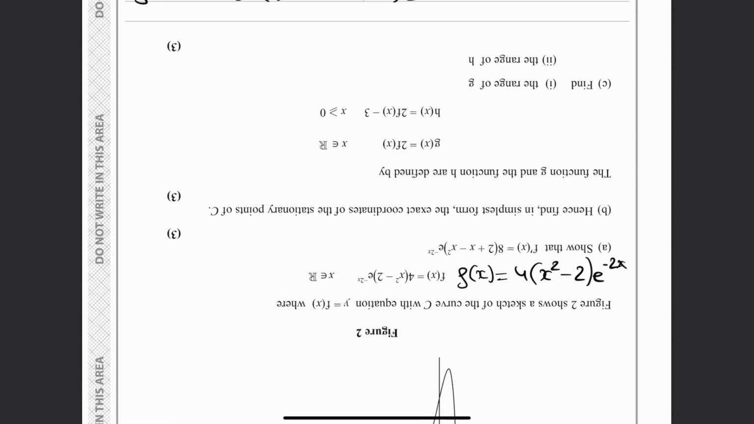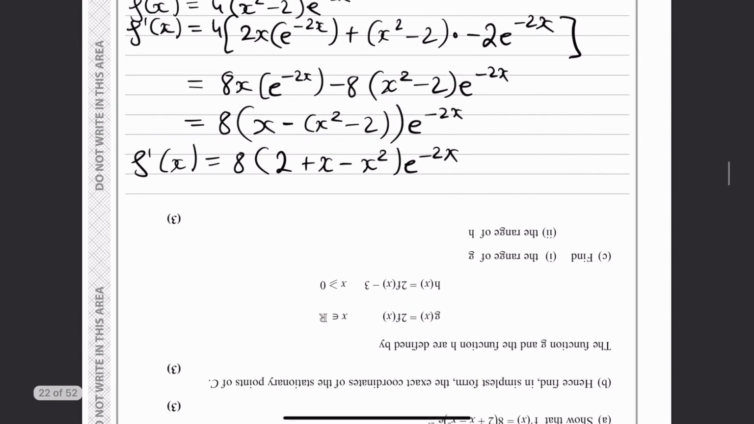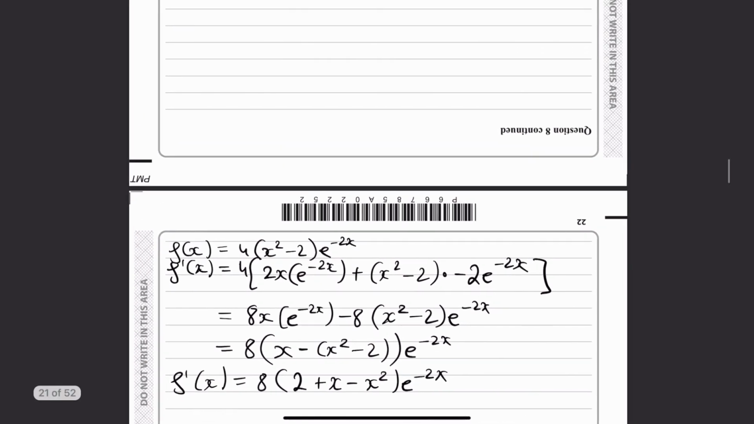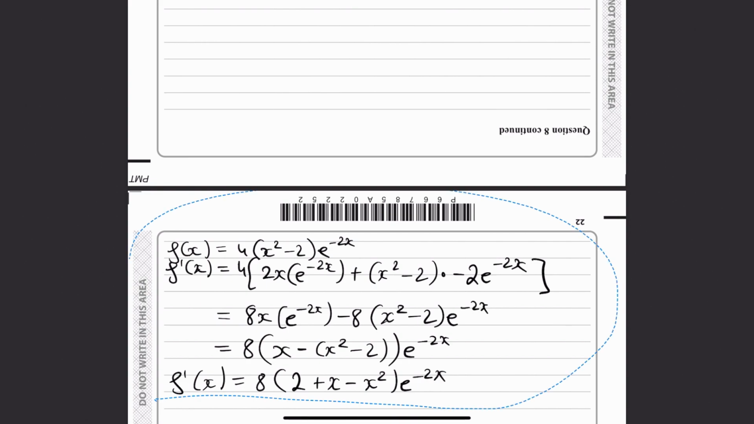Question B, hence find in simplest form the exact coordinates of the stationary point of C. Okay, so find the stationary point of this. Let me just move all this over here so I can get more space.